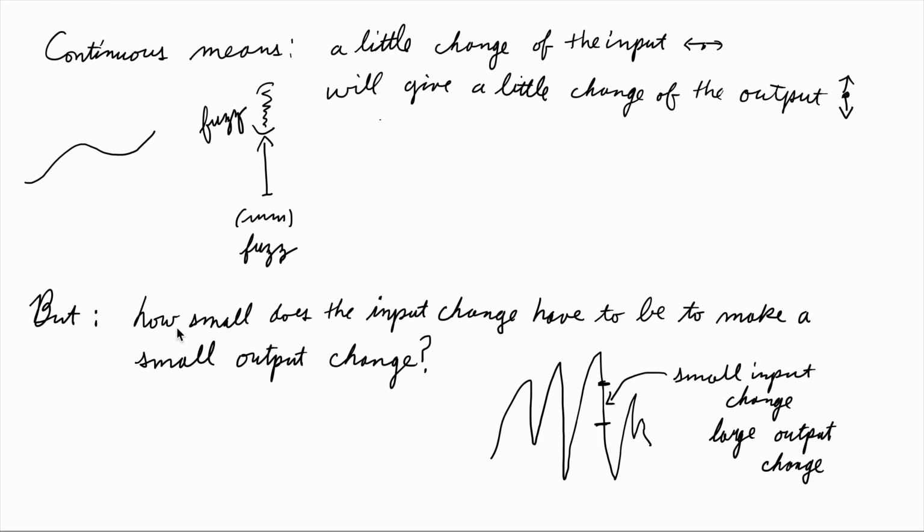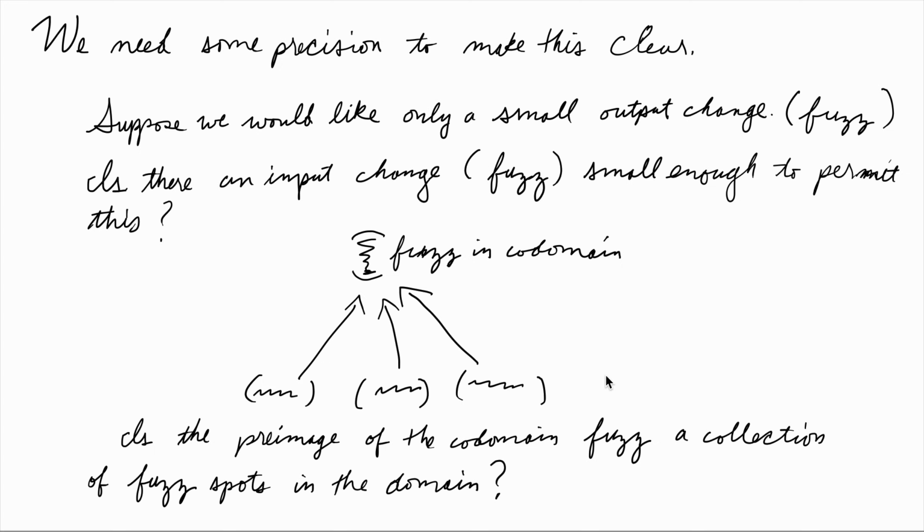Continuing on, but how small does the input change have to be to make a small output change? Because we want small input to make a small output. But in this situation right here, see this curve with a steep downward slope right here, just a small input change between this point and this point, just very small. But look at the big output change. All right, so we need some precision in order to make this idea more clear.